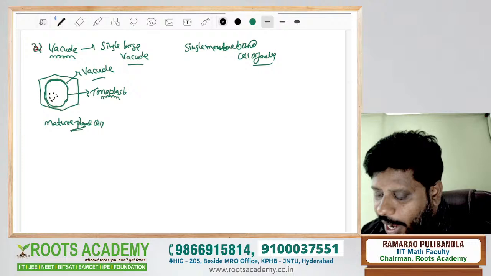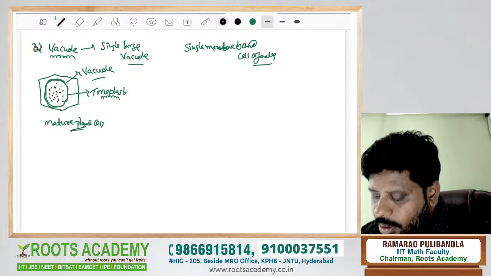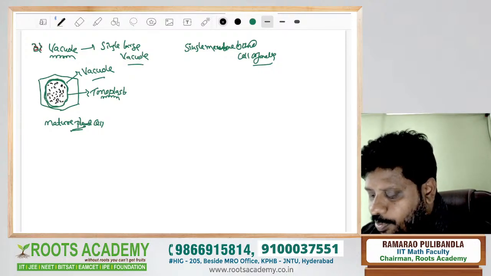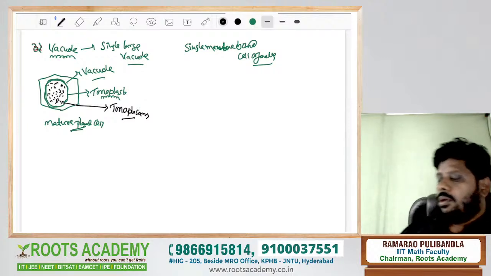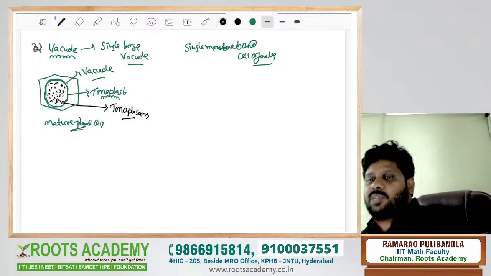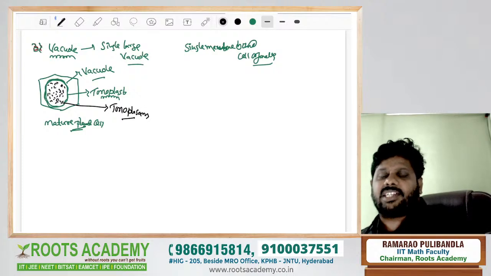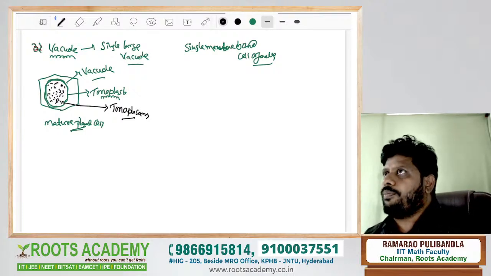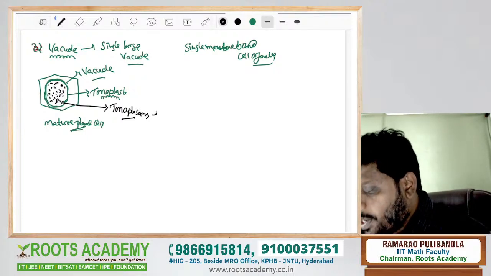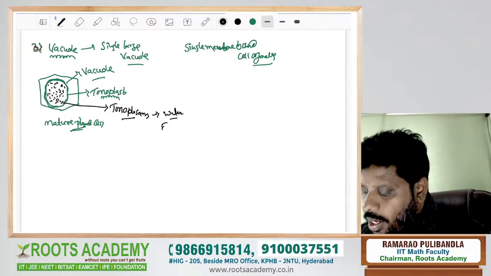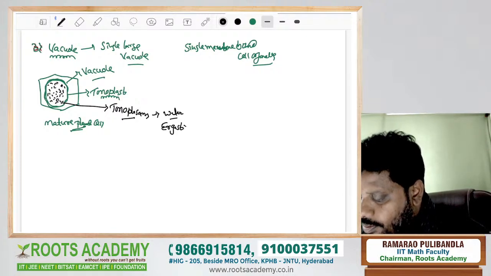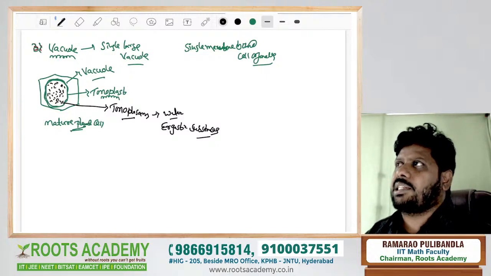And inside the vacuole, or inside the tonoplast, whatever liquid is present is called tonoplasm. Whatever transparent or colorless fluid is present inside the vacuole is called tonoplasm. Tonoplasm consists of a little water, ergastic substances like tannins, resins, alkaloids.